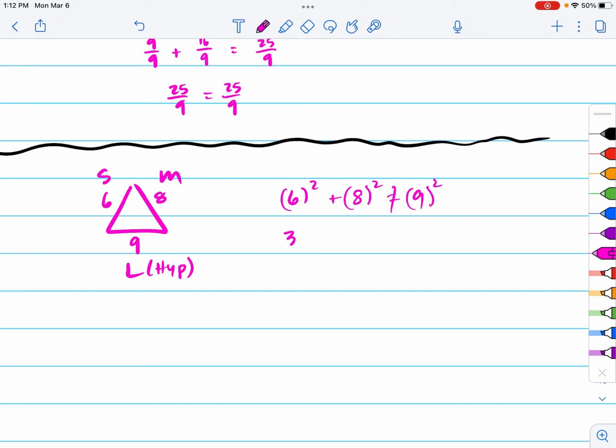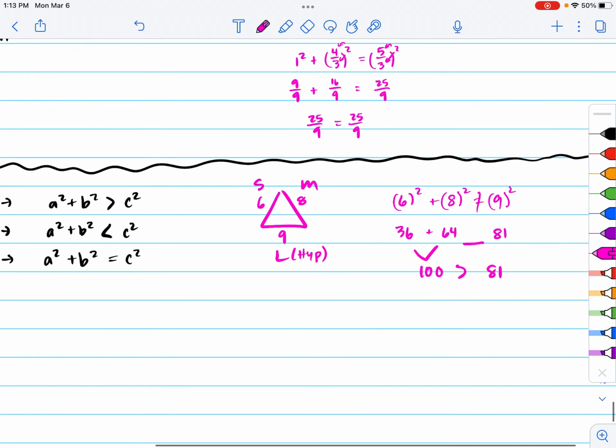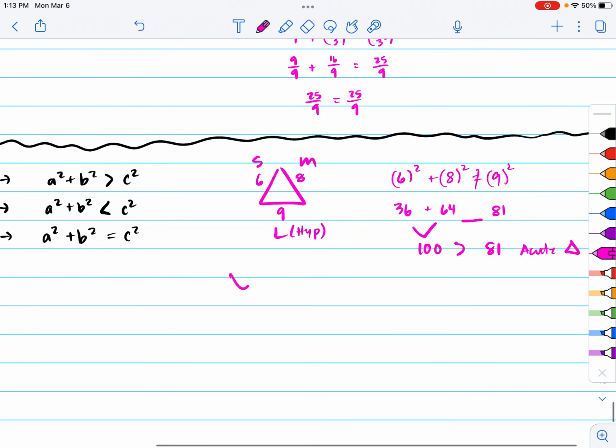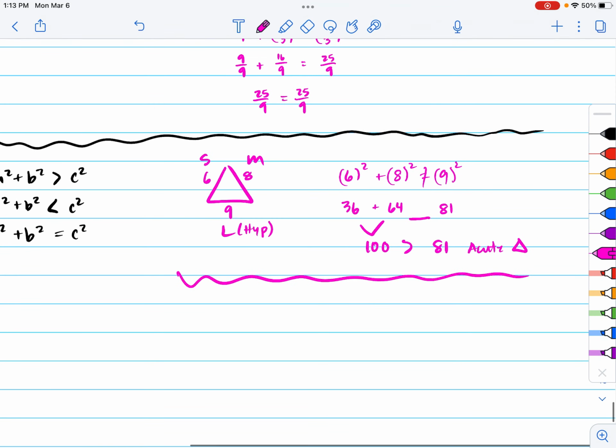Well, 6 squared is 36, 8 squared is 64, 9 squared is 81, and what would be the inequality between them? Well, 36 and 64 make 100. And what is 81 comparatively? 100 is greater than 81, meaning the hypotenuse is smaller than the sum of the two sides, meaning this is an acute triangle.